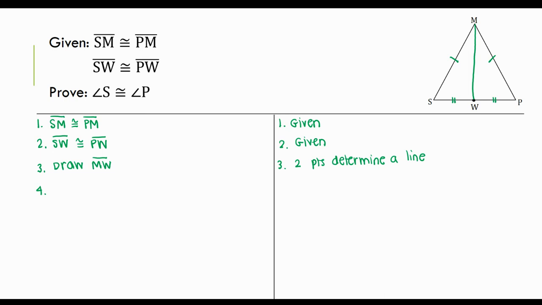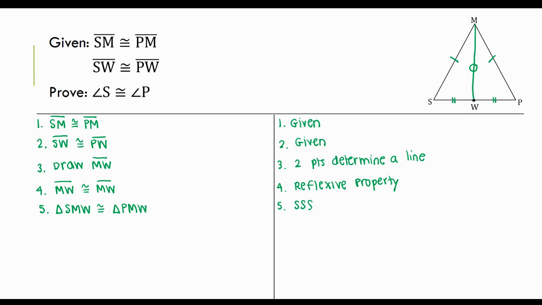And by having that, now I can see that those two smaller triangles share a side. So MW is congruent to MW, and this is because of the reflexive property. Now that I see my two smaller triangles each have 3 markings, I can prove that the triangle SMW is congruent to the triangle of PMW. And if you look at the markings, that's because of side, side, side.